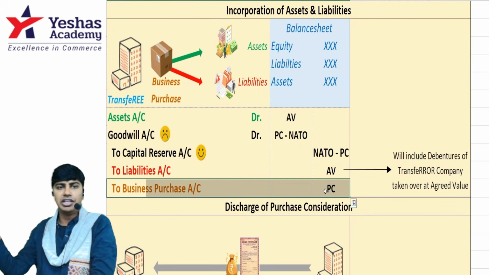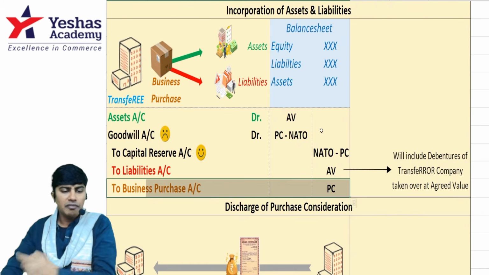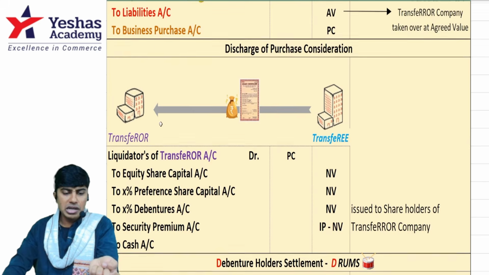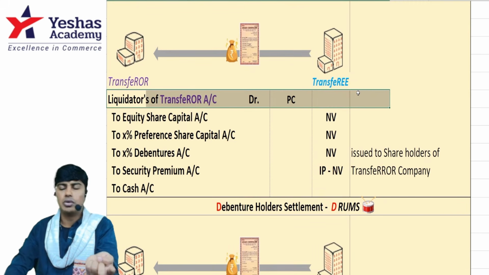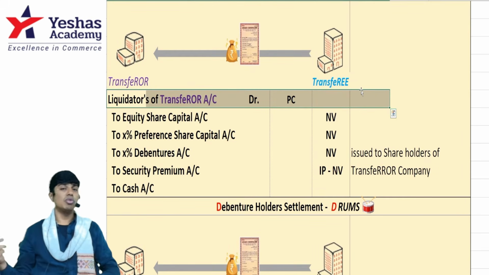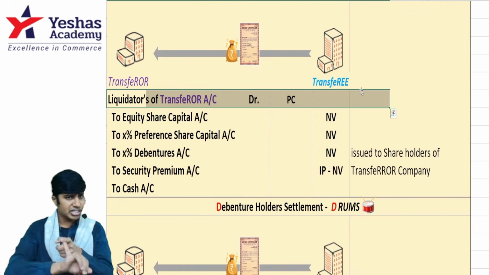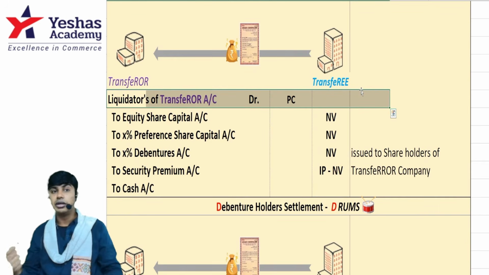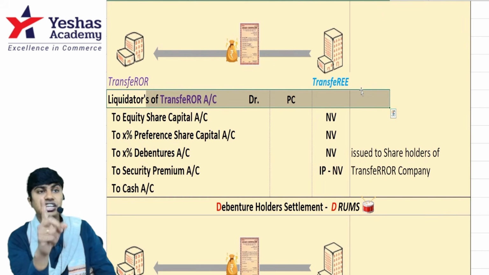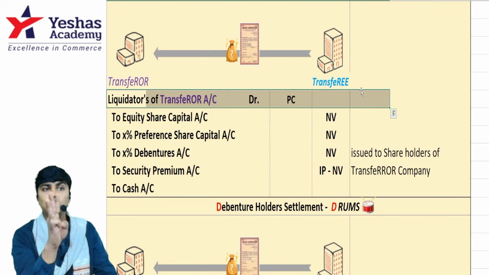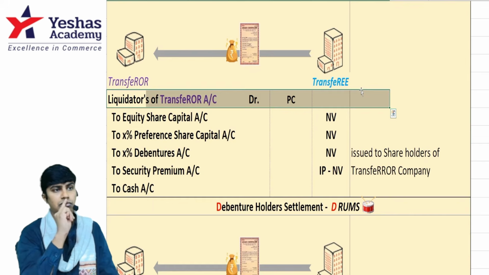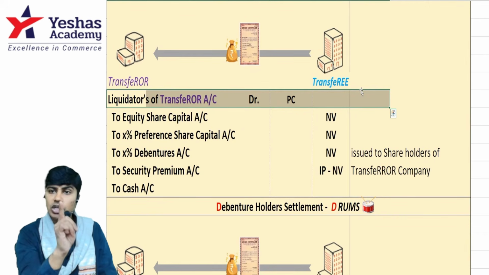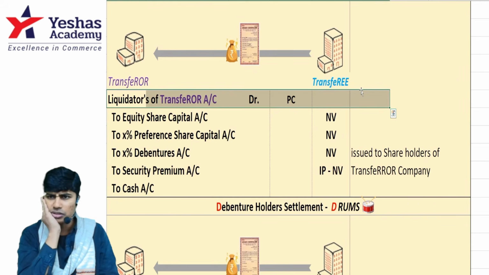This liquidator is still waiting. Shall we give him money? We have booked the liability here by crediting liquidators of transferor. Debit liquidators of transferor company account and give them whatever you want to give. What will you give them? Equity shares, preference shares, debentures, cash. Whatever you give, you credit. But remember, this time equity share capital, preference share capital, and debentures should be credited at nominal value. If you issued at premium, the premium amount should be credited to securities premium. I hope you understood. Very good.